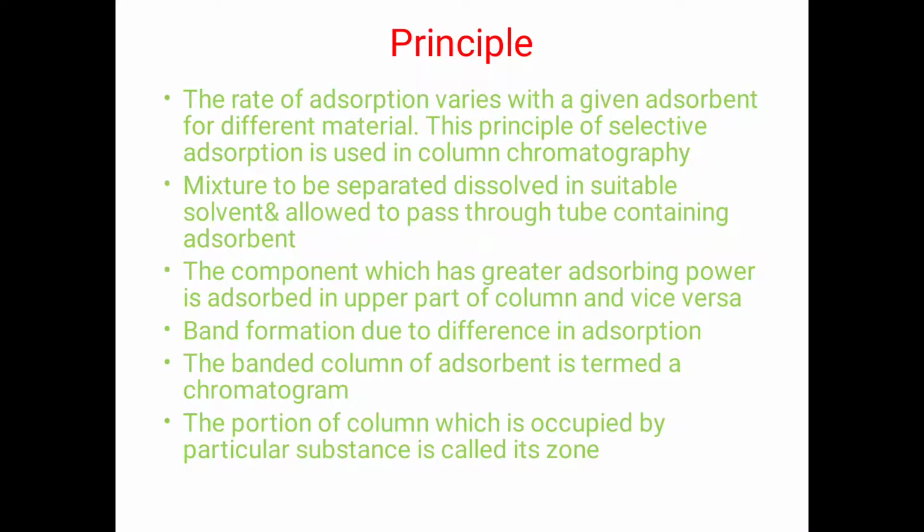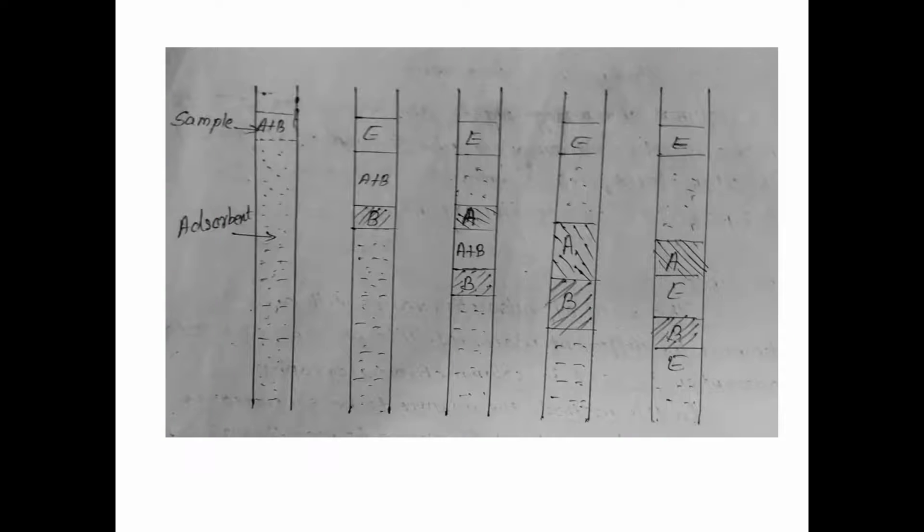Then band formation occurs due to the difference in adsorption, and the formed bands adsorbed on the surface of the stationary phase are called the chromatogram, and the portion of the column which is occupied by a particular substance is called its zone. So after the separation of the components, zone formation takes place.